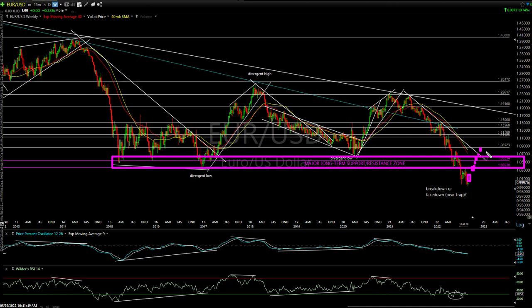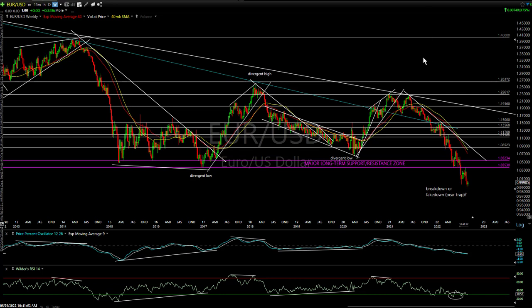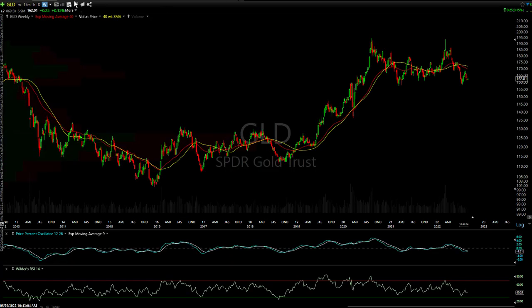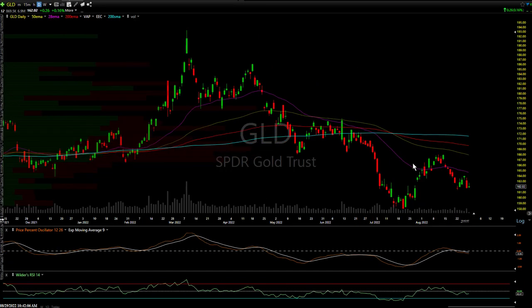You want to be long the euro, short the dollar, and because there is an unmistakable positive correlation between the euro and gold, which is an inverse correlation between the dollar and gold, gold should do well. So we're going to look at that real quick. GLD daily chart, kind of just meandered around here. Let me turn on the lines.